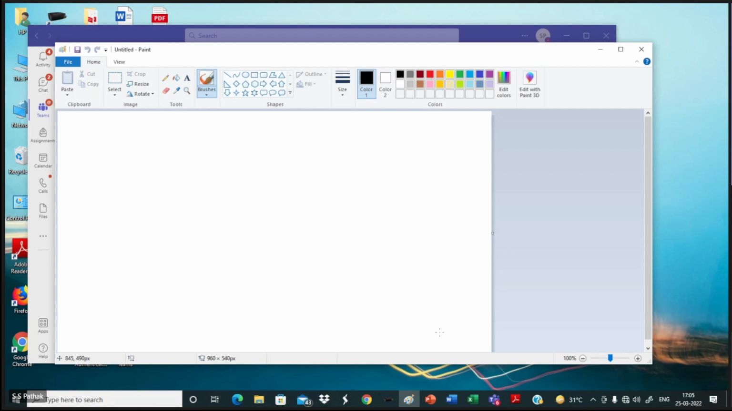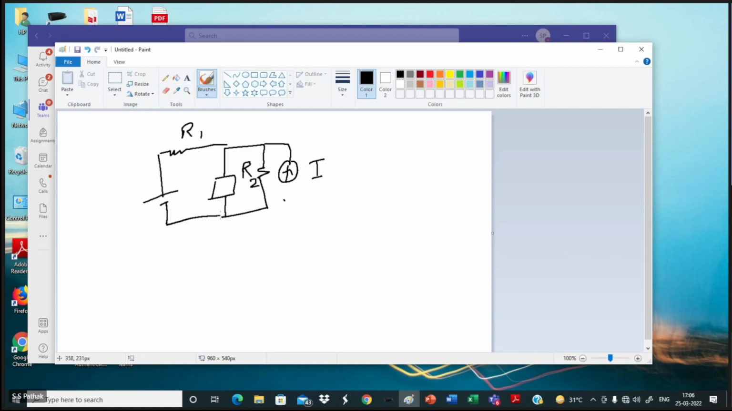Here is my NR device. The characteristic will be given to me. Here I have given a resistance. I have given a current source, that is my I. This is my R2, for example. Here there will be R1. Here the voltage, I'm saying V dash, is applied. Like a VI is plotted, the voltage V dash is applied.